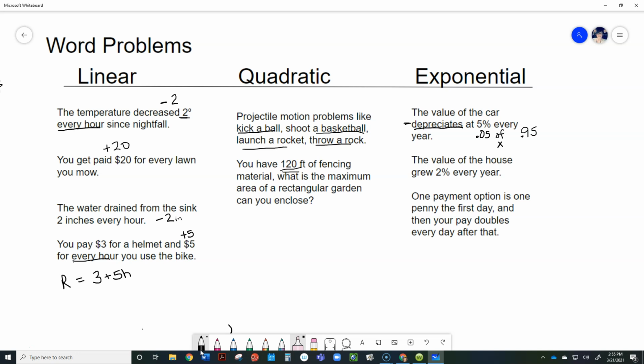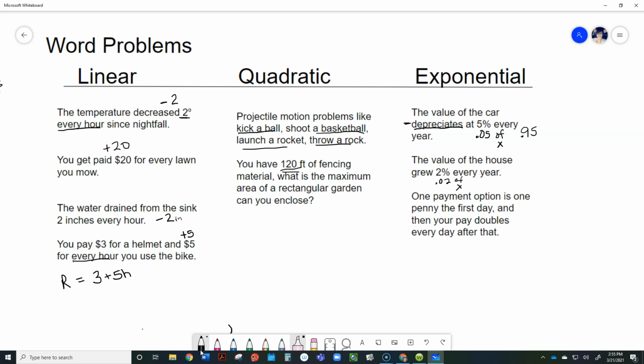The value of the house grew. Another word that they could use would be appreciate. That means it gets bigger, 2% every year. So again, we're starting off with something and then we're increasing its value 2% of the current value. So 0.02 of means multiply. So there's what you can look for. The percentage is the dead giveaway.